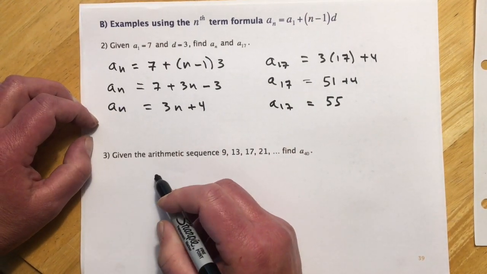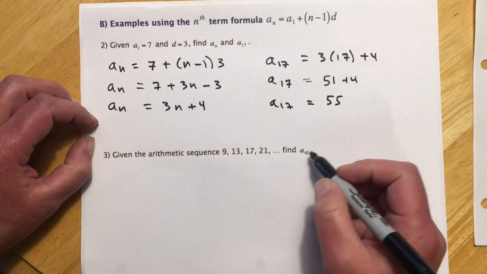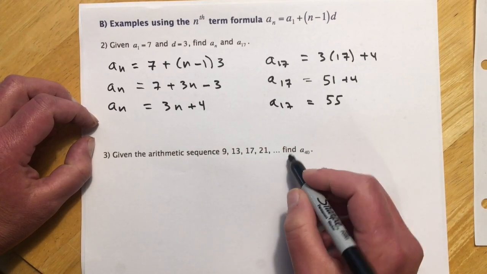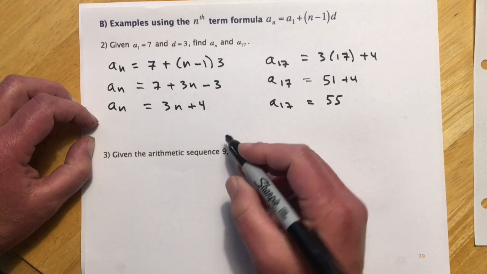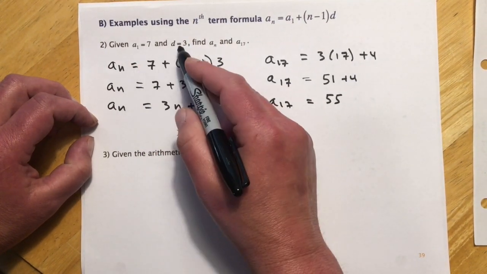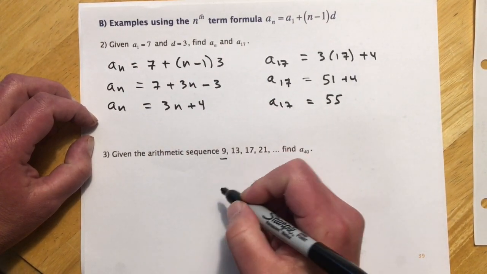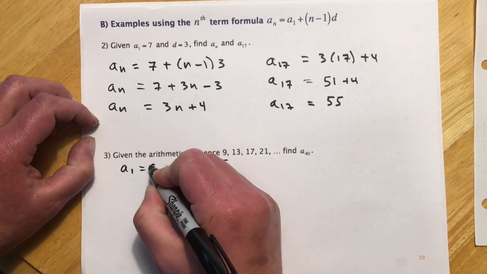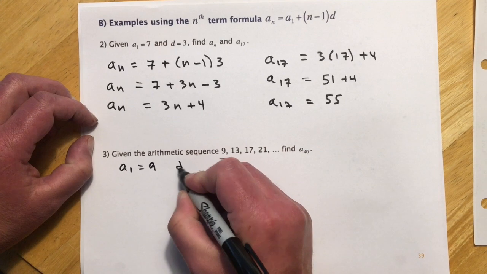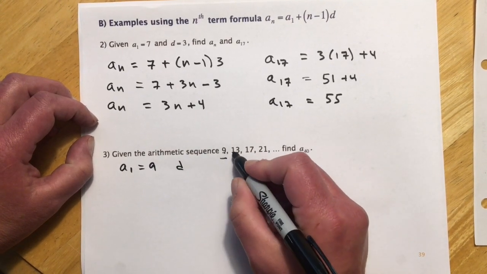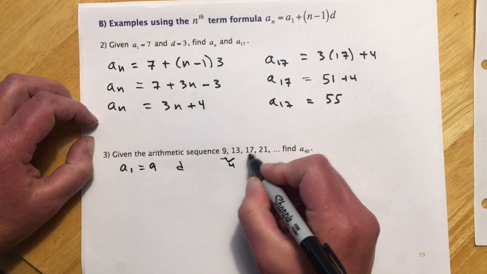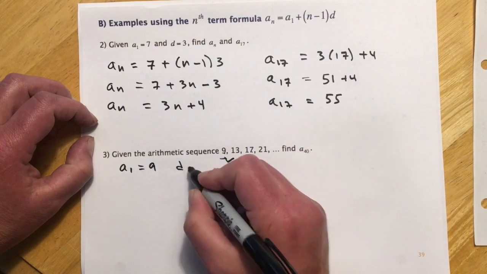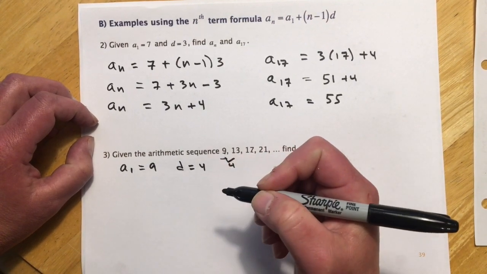Question 3 is, given the arithmetic sequence, find the 40th term. So first off, up here we had the first term and the difference. Right here we have our first term, it's 9. So a sub 1 equals 9. And then our difference, 9 to 13, so 13 minus 9 would be 4. 17 minus 13 is still 4. So our common difference is 4.